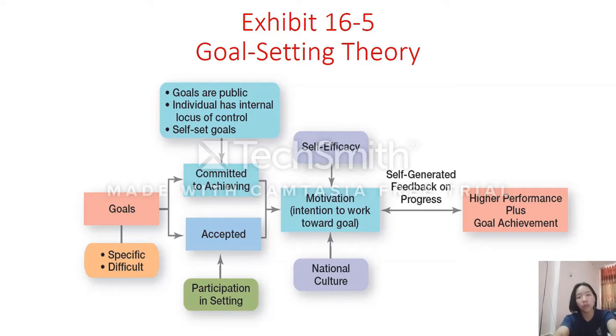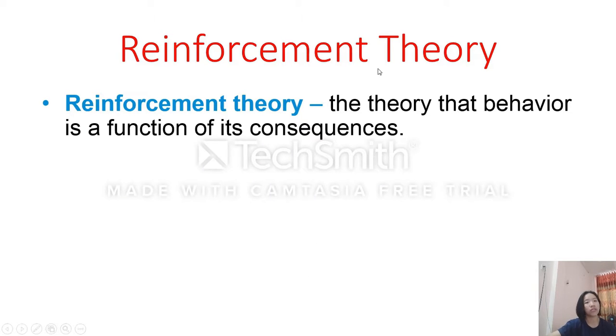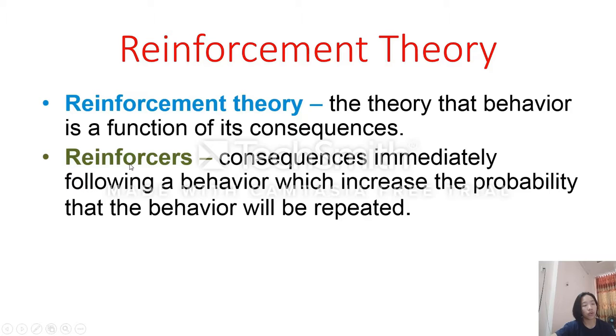Next, we have the goal-setting model. This model summarizes the relationships among goals, motivation, and performance. We can see that hard and specific goals are a powerful motivating force. This can lead to high performance, but not job satisfaction. And we have reinforcement theory. It's the theory that behavior is a function of its consequences. And reinforcers are the consequences immediately following a behavior, which increase the probability that the behavior will be repeated.